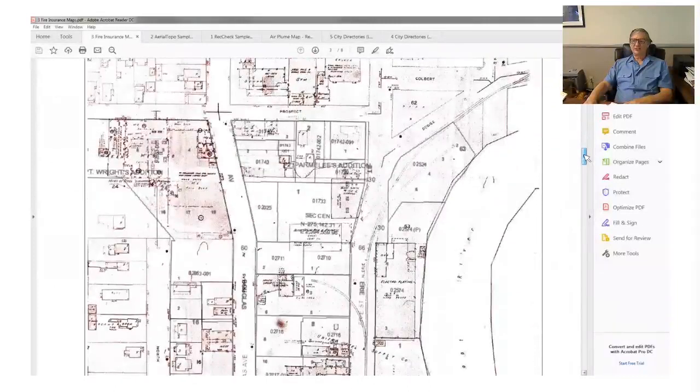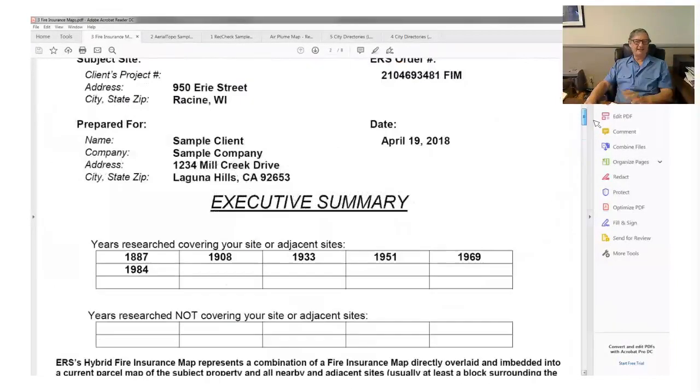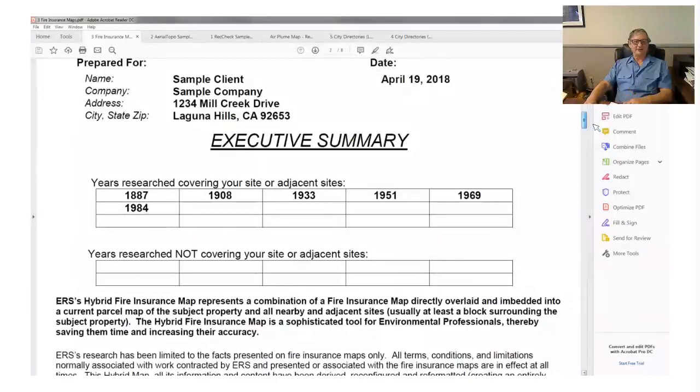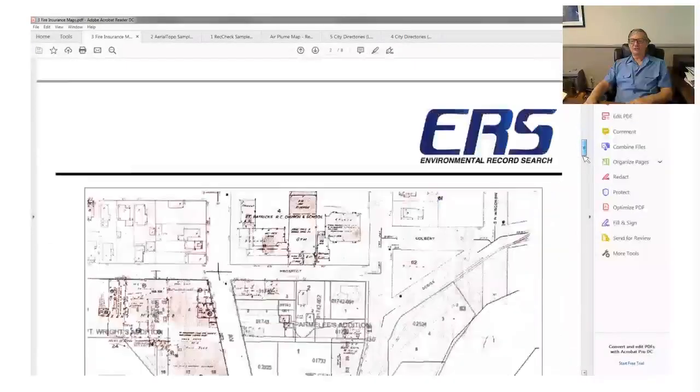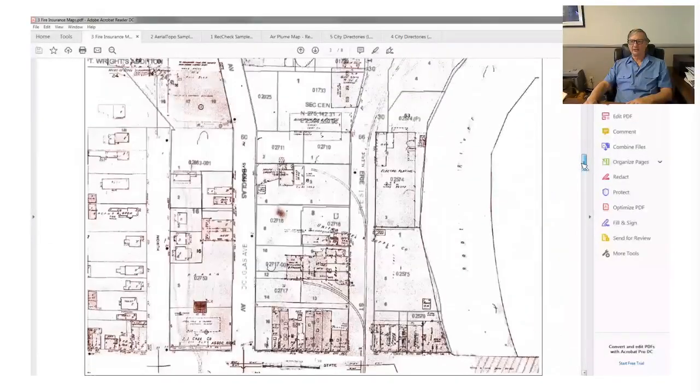So this is our typical fire insurance map. When you can get fire insurance maps, they are definitely helpful. Do you have to have fire insurance maps? No. City directories and aerials are enough, but fire insurance maps do add some things that are really nice.